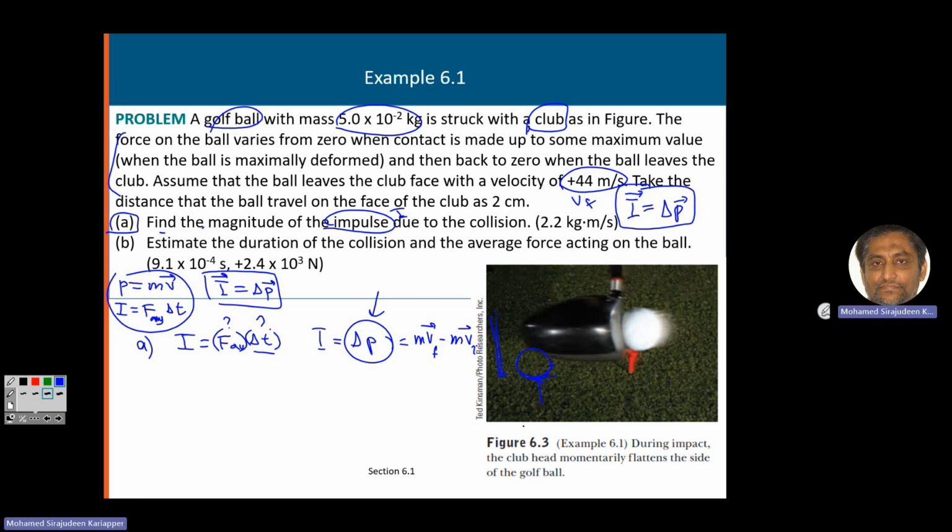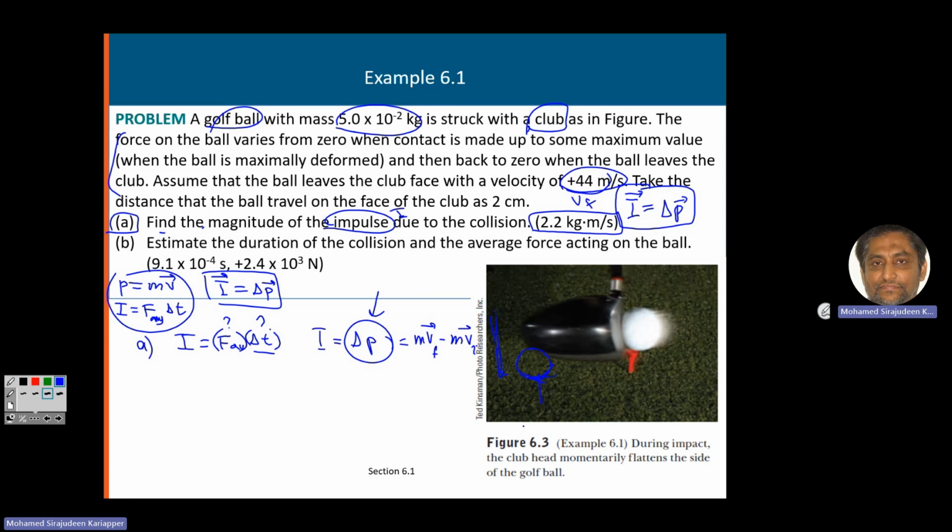So substitute the values. Mass is this. Final velocity is this. What is the initial velocity? It is kept at 0. So you will do that, then you will get this answer. Okay, I will not do the substitution. You please check that. So everything is there.